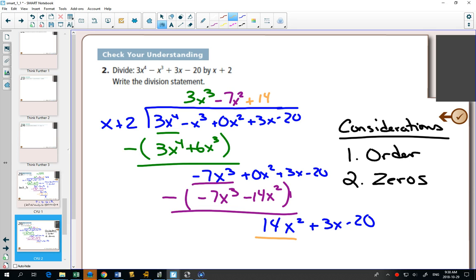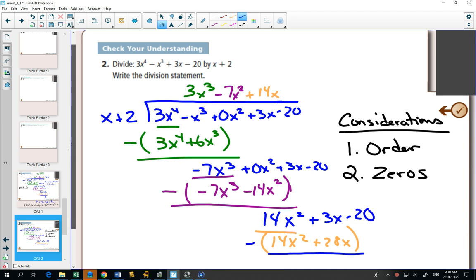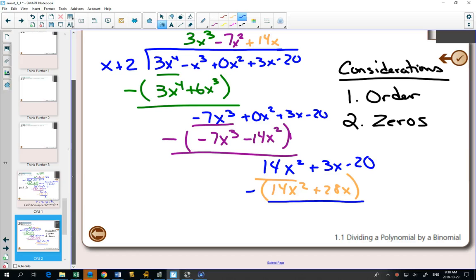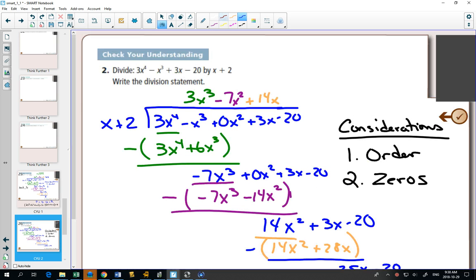Next, plus 14x will give me 14x squared plus 28x. Subtract. Oh, I'll finish this up on the video, but you can go if you'd like. Minus 25x minus 20. And finally, we need a new color. I'm going to pick dark red.